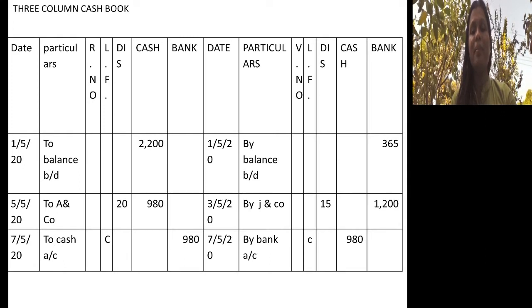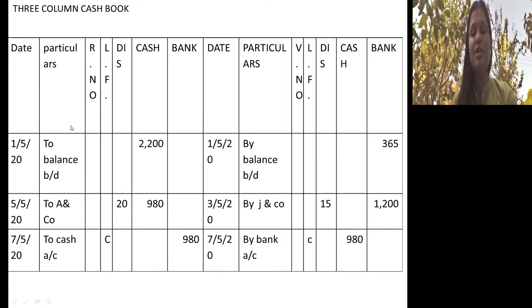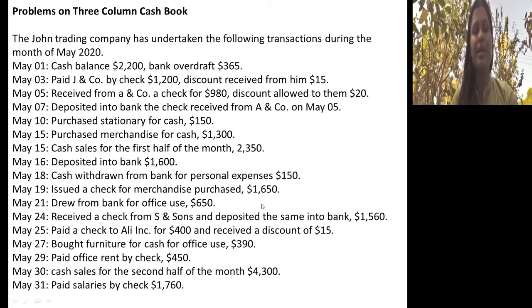On the credit side, the bank column is credited with 1200, the discount column is credited with 15, and reference is given to JN Company account on 3/5/2020. Next one, received from AN Company a check of rupees 980, discount allowed to them is 20.